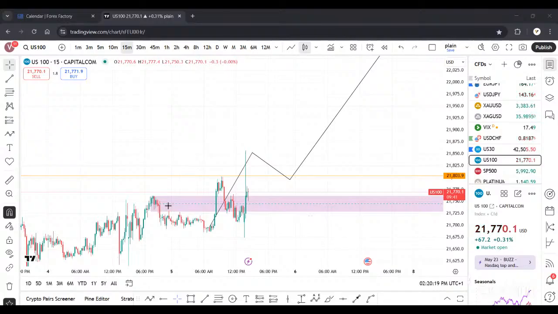Someone is asking, what is the difference between US 30 and Wall Street 30? It's still the same, especially if you're using your brokerage platform. It's all the same. And also for US 100, you see things like NASDAQ, NAS 100, US Tech. They are all the same, right?